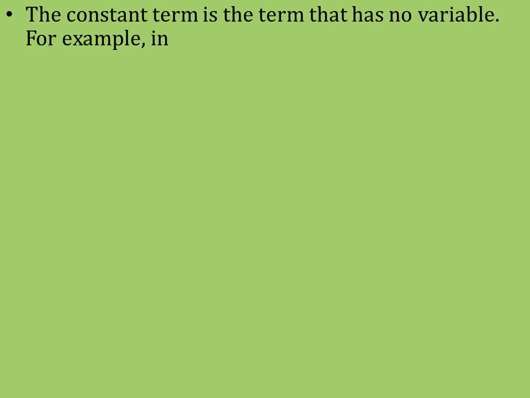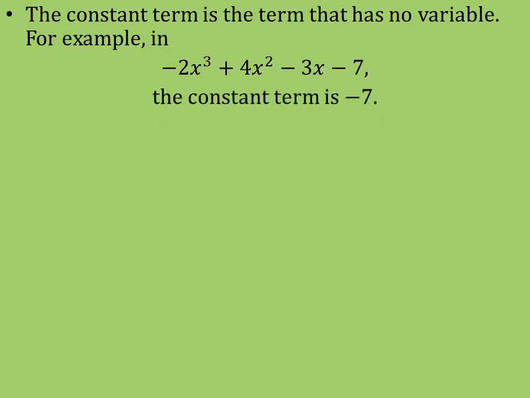The constant term is the term that has no variable. For example, in minus 2x raised to power 3 plus 4x raised to power 2 minus 3x minus 7, the constant term here is minus 7 because it has no variable at all.